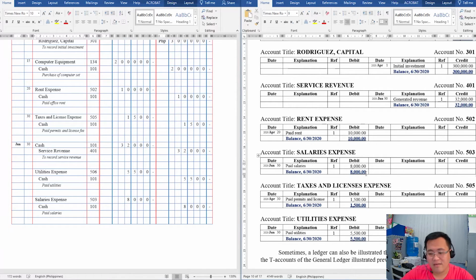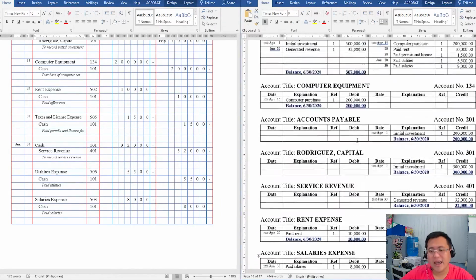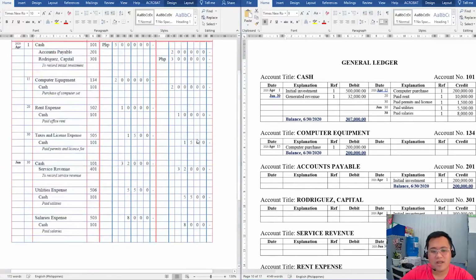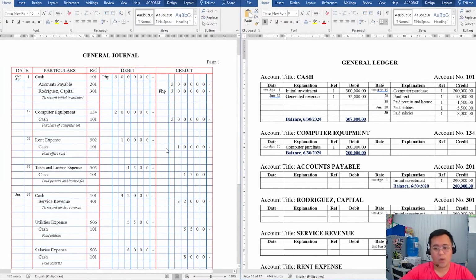However, at the end of the month, you paid 8,000 pesos for your employee. That's why the ending balance is 8,000 pesos. So I think that's very easy. The posting is very easy. It's just a matter of posting our journal entries to its corresponding ledger accounts. And take note again that ledger accounts are maintained by our business.